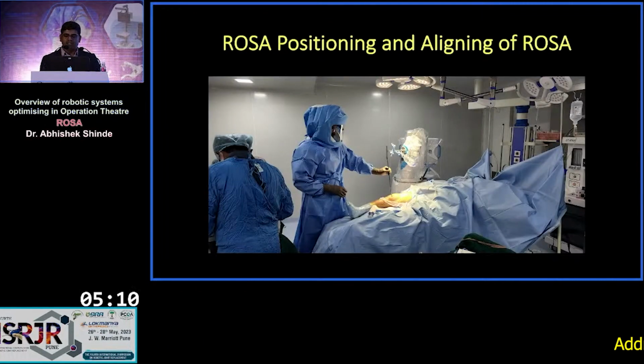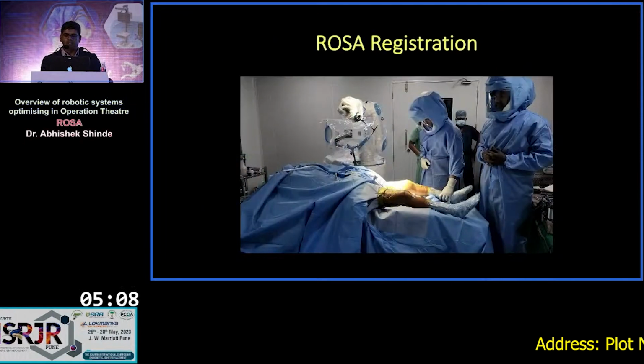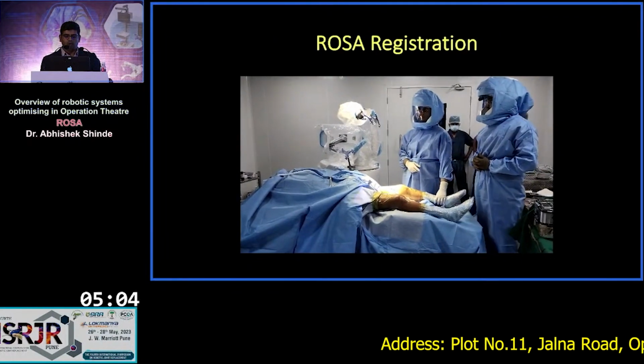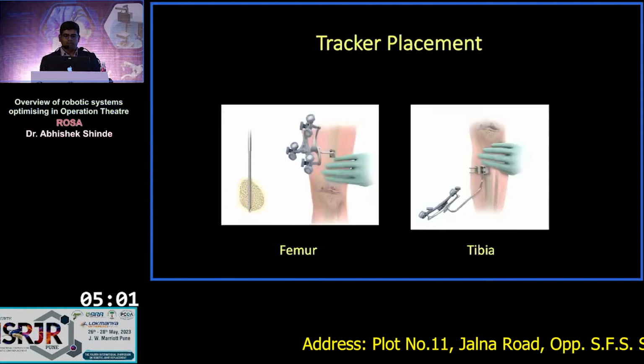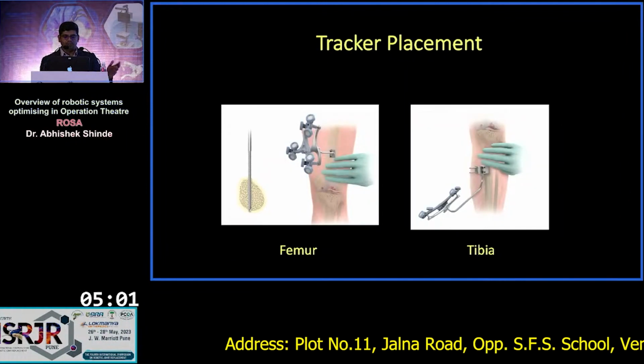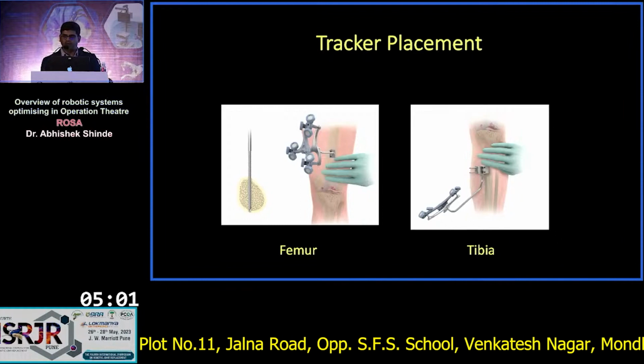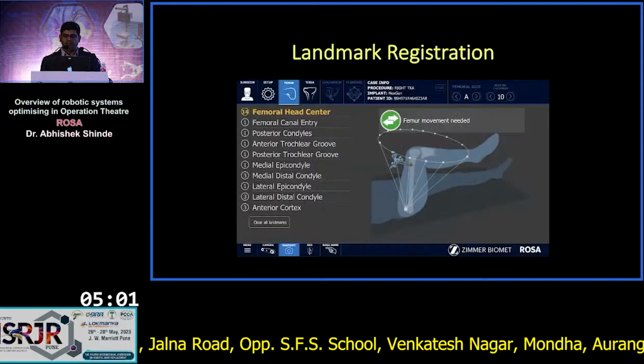So ROSA positioning and alignment of the ROSA, just pictorial. ROSA registration, I'll go through this video quickly. So tracker placement, it's 3 cortices. You don't have to breach the 4 cortices, 4 finger above and 4 finger below, preferably on the metaphyseal area.